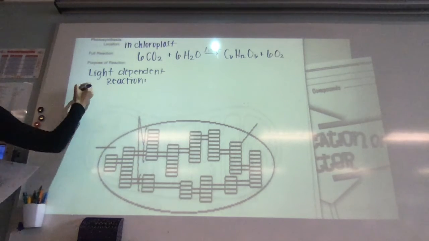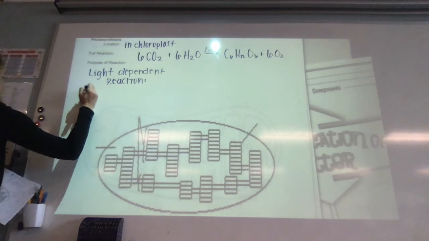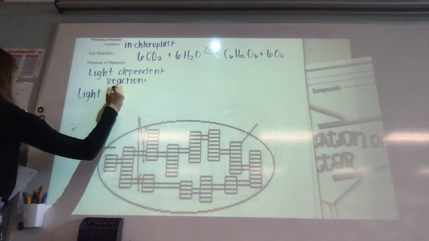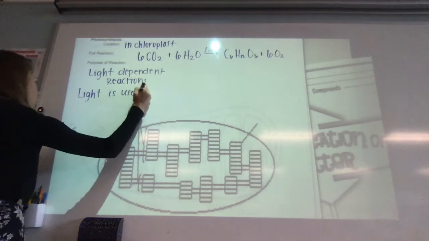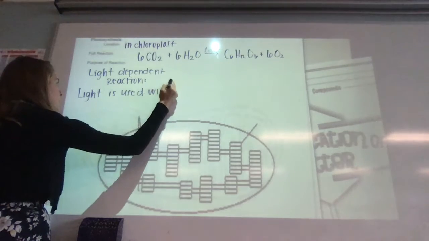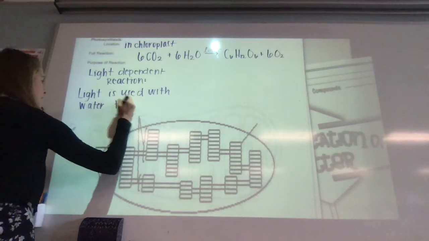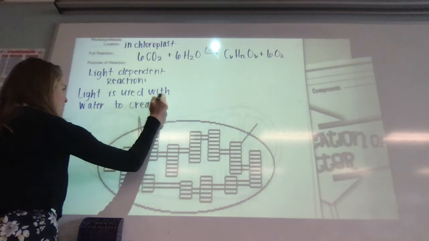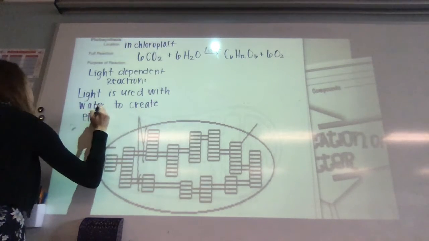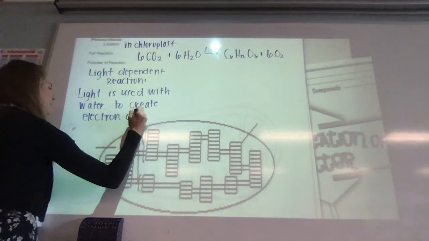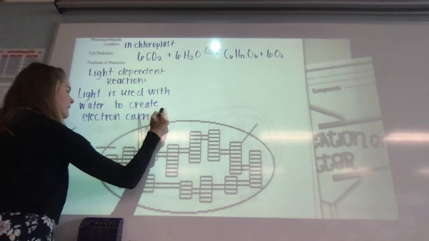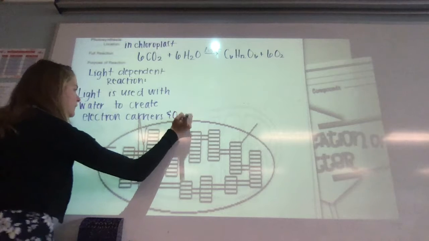What's happening in the light-dependent reaction is that light is used with water to create electron carriers and oxygen, in the form of O2.